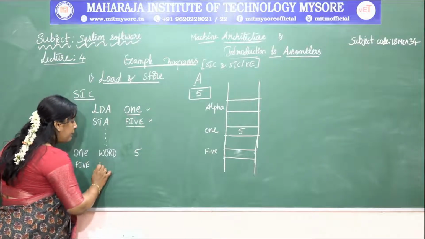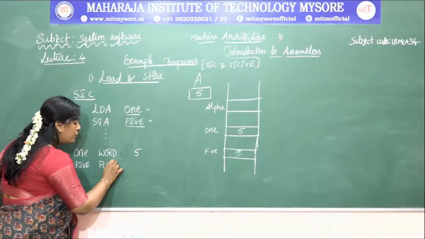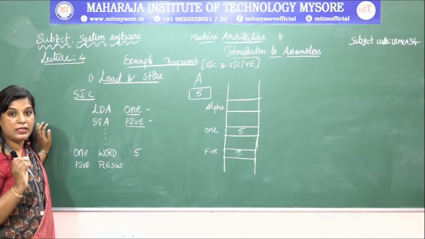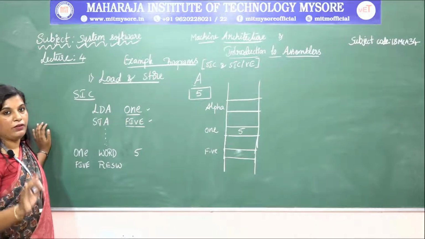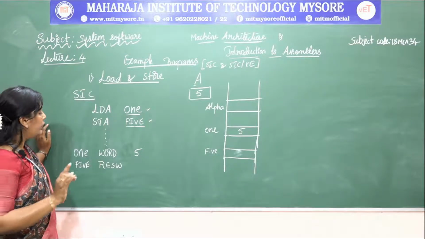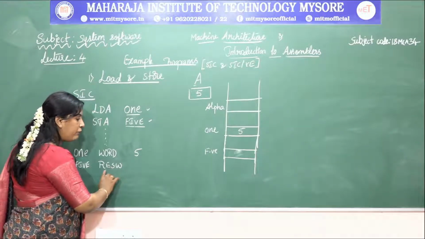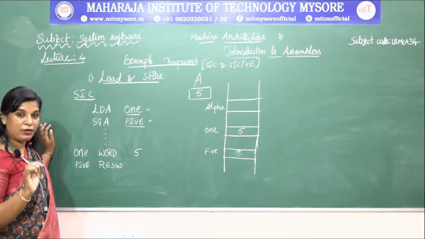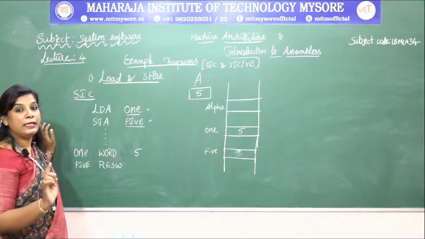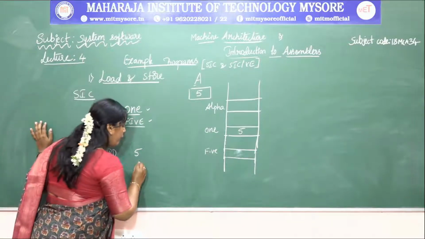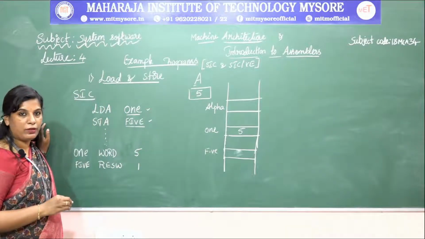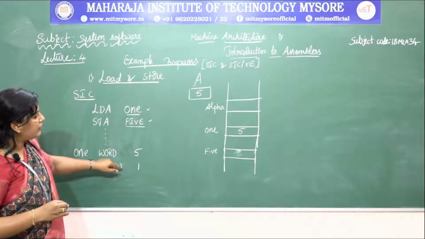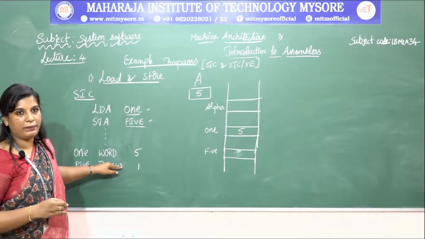So hence the data type which we are going to define is RESW, reserve word. Word is for integer. How many words are we reserving? We are moving only one integer value. How many words are we going to reserve? One word is nothing but 3 bytes. So we reserve 1 word. This is how we can write the program by using SIC-XE programming.